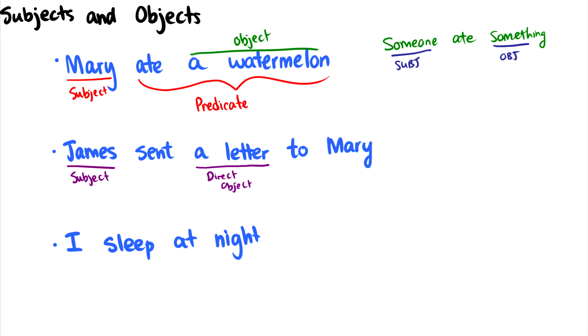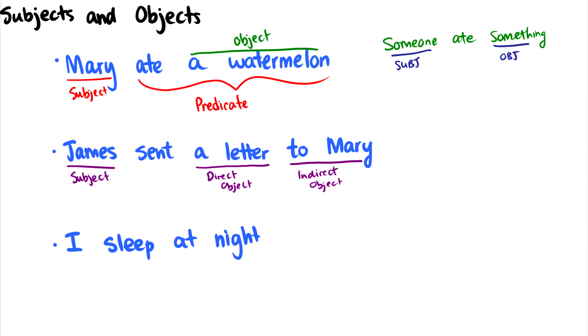And to Mary, so this is a prepositional phrase. But we could paraphrase this as James sent Mary a letter. Okay, and this is the indirect object. So what I mean is, the direct object of sent is the thing being sent, and the direct object is being sent to the indirect object. You only ever have to distinguish between direct and indirect objects when you have these ditransitive verbs. Okay, so James is the sender, which is the subject. A letter is the thing being sent, which is the direct object, and to Mary is the person that the letter is being sent to, which is the indirect object.